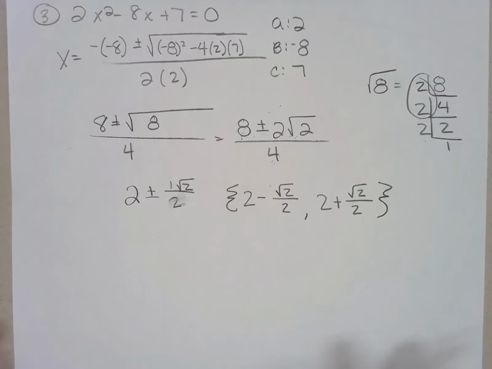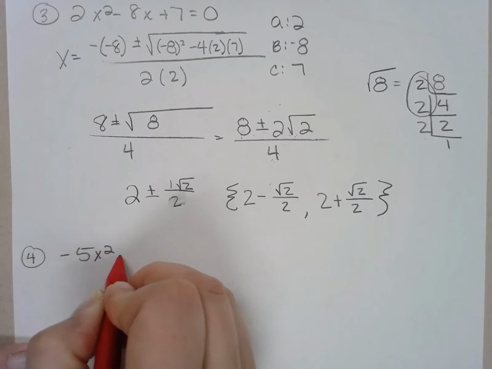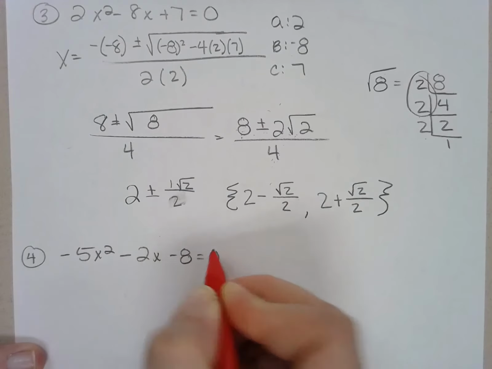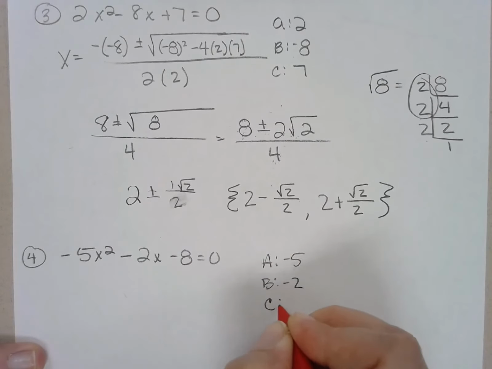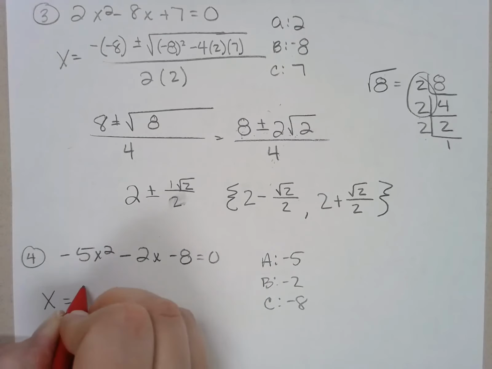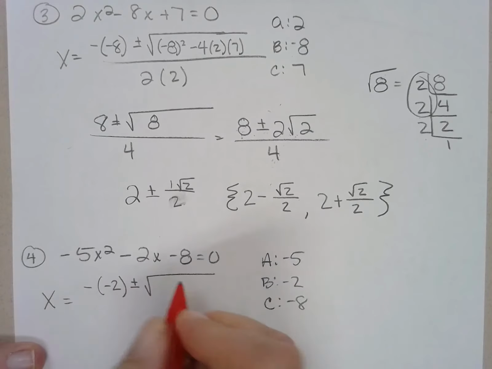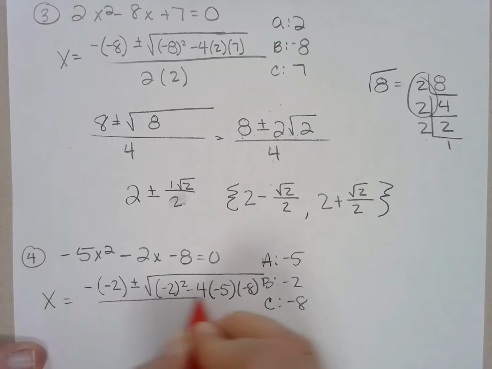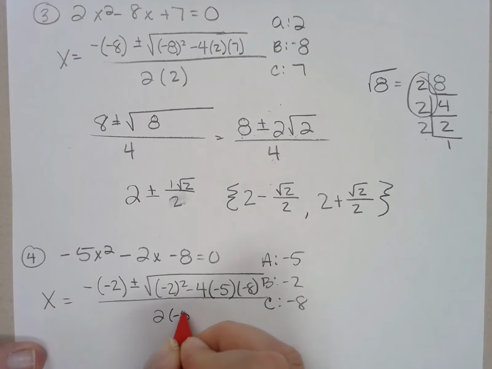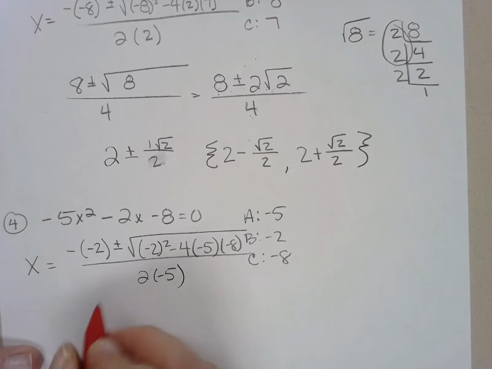So let's do one real quick that does have an imaginary number. Negative 5x squared minus 2x minus 8 equals 0. A is negative 5, B is negative 2, and C is negative 8. So we go negative B, which is negative 2, plus or minus B, which is still negative 2, squared minus 4 times A times C. It's a lot of stuff to get in there. All over 2 times A. So double negatives right there, so that's a positive 2.